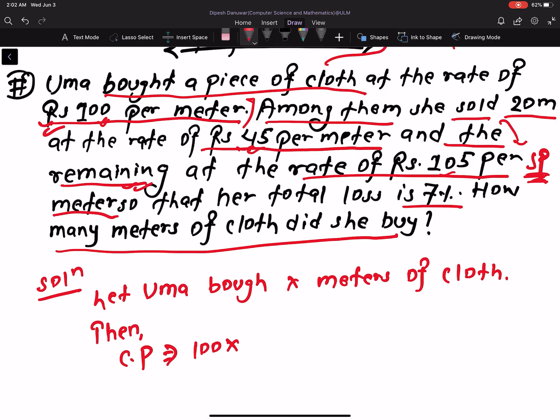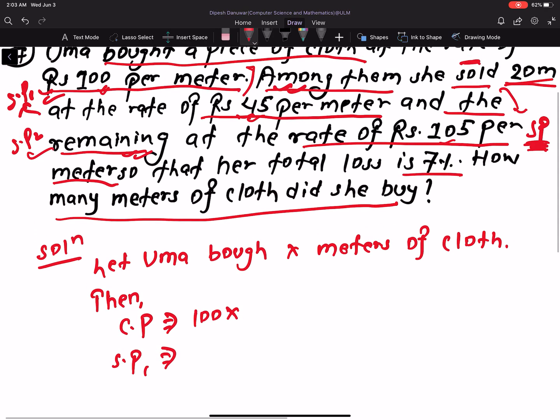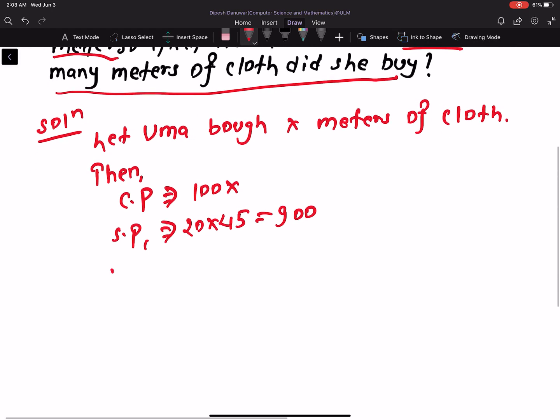That will give you the cost price of the cloth. Another part is we are dealing with SP. We consider this part, 20 meters at the rate of 45 per meter, as SP1. So SP1 is equal to how much? 20 meters, and the rate is 45 per meter, so that will be 20 times 45, which is 900. Your SP1 is 900.